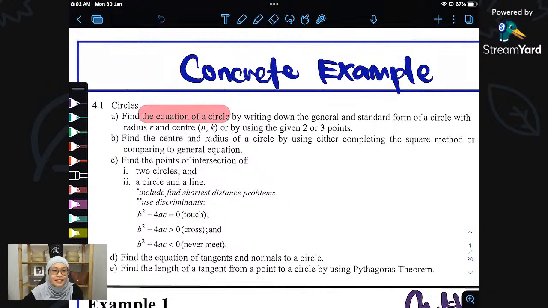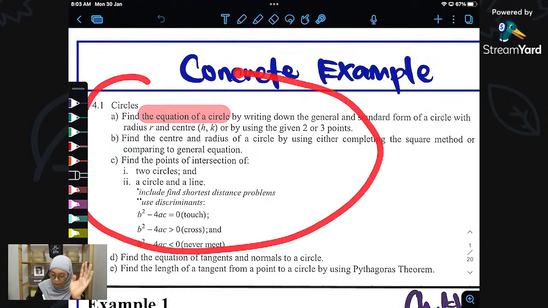Okay, right. So let's have a look at this chapter 4. Just to let you know, chapter 4 has three subtopics. The first one is circles, 4.1. 4.2 we have ellipses. And 4.3 we have parabolas. So there are only three subtopics for chapter 4, conics. The topic is conics, conics section. There are only three types of conics, which are circles, ellipses, and parabolas.